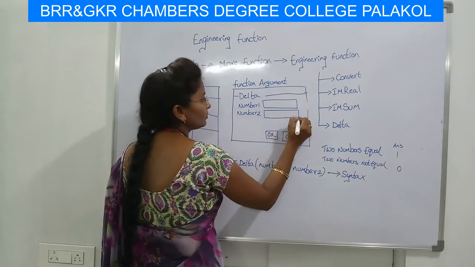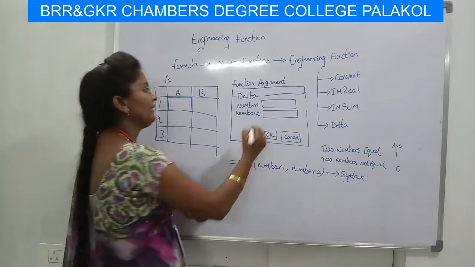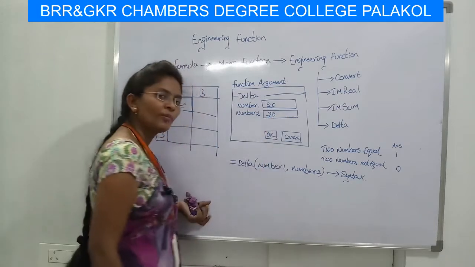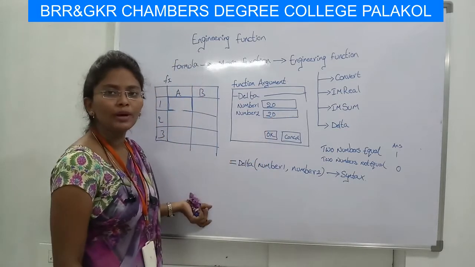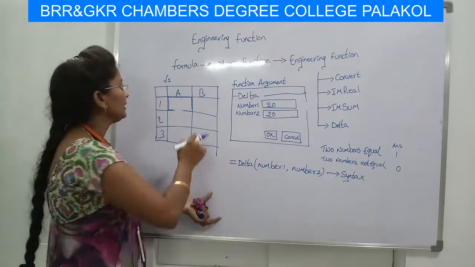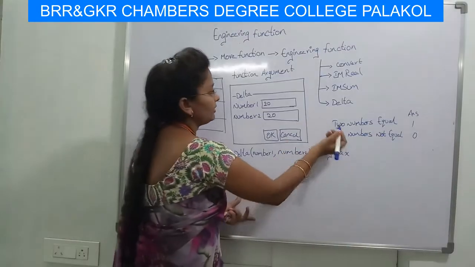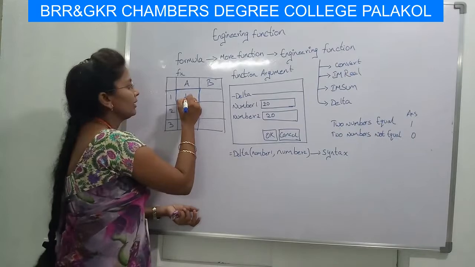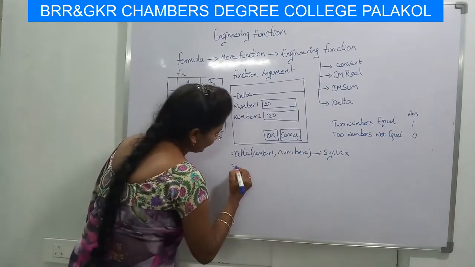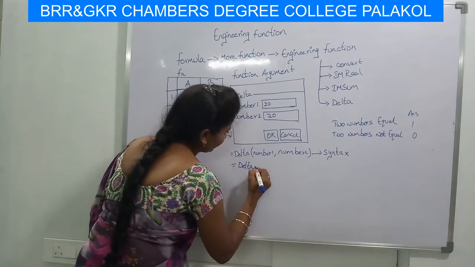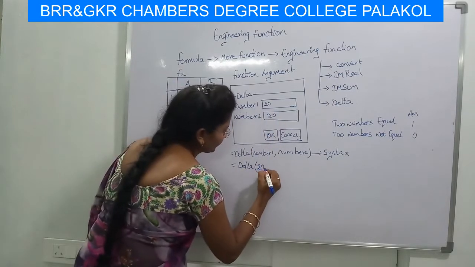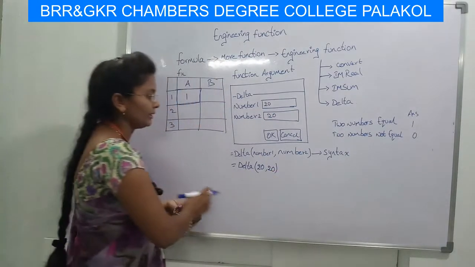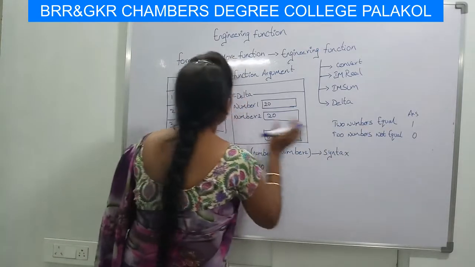Here I am entering number 1 as 20 and number 2 also as 20 and clicking on the OK button. After clicking on the OK button, it will display the answer. If these two numbers are equal, then the answer will be displayed as 1 in the A1 cell. Here I am writing the example, that is delta, number 1 is 20 comma number 2 is 20, closing the bracket and pressing enter. If the two numbers are the same, the answer is 1.